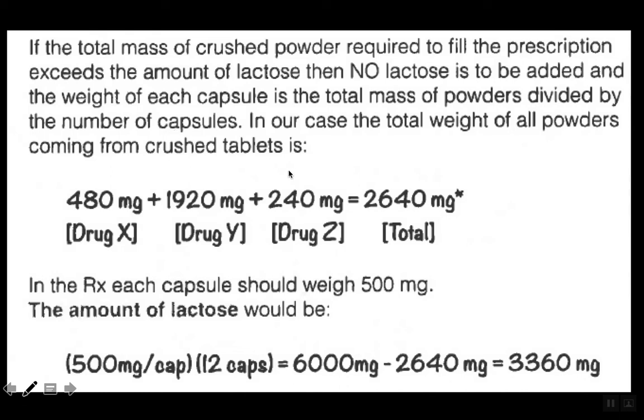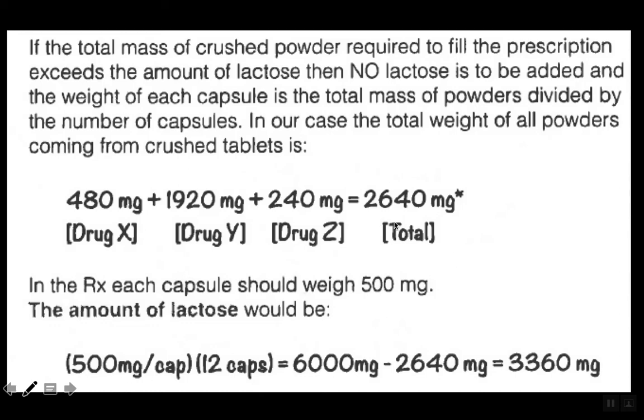So in this case, this is a good point right here. If you do your calculations, this is what you're going to find out for how much powder you need for each. For drug X, you need 480 milligrams of the powder to get the amount of active ingredient that you need in the whole prescription. Drug Y, you do 1920. Sounds like somebody's date of birth. Probably my great grandma. Anyways, so you're going to get the total.